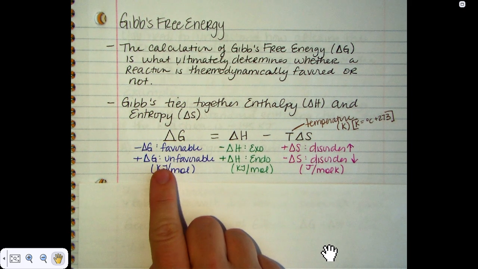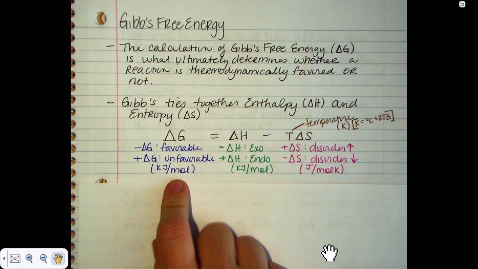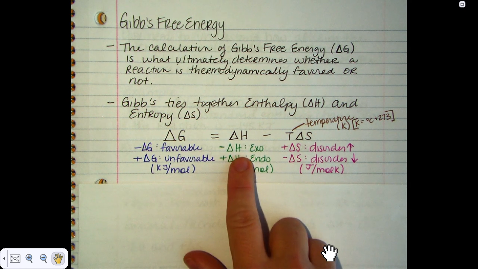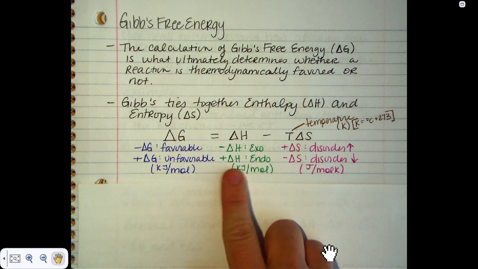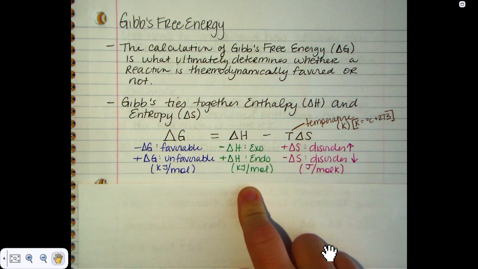Then a positive delta G would be the opposite. This is unfavorable. This is non-spontaneous. This requires a significant input of external energy. The units for delta G are kilojoules per mole. Same thing that we saw with our delta H. All right, and then delta H we've already talked about. We know negative delta H means that the reaction is exothermic. A positive delta H means that our reaction is endothermic, kilojoules per mole again.